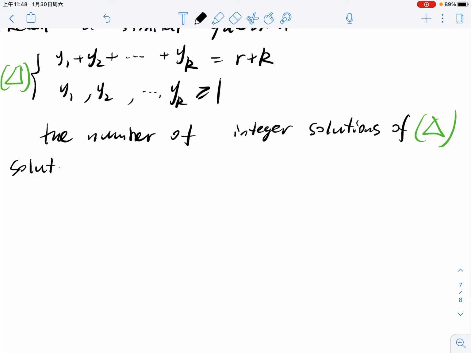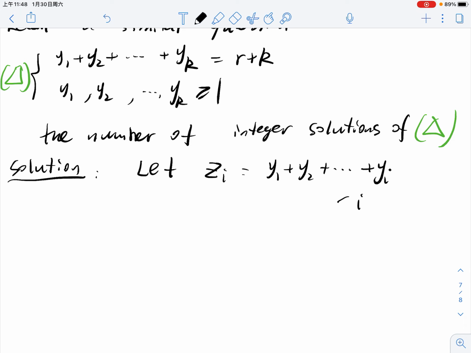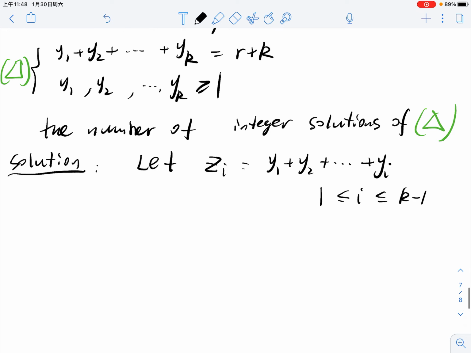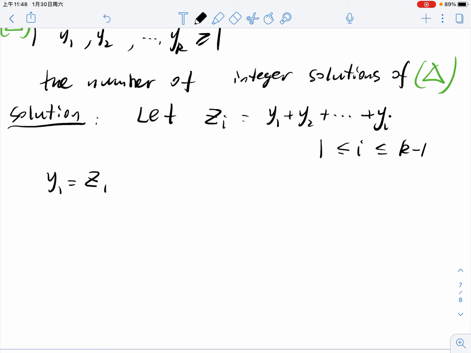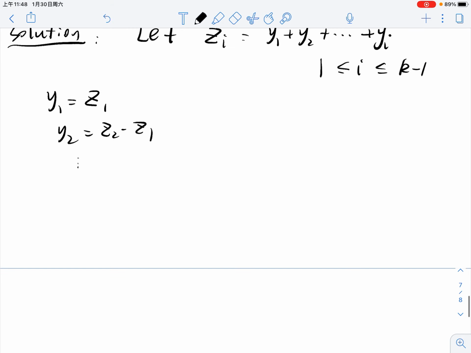Okay, and now let zi be y1 plus y2 plus all the way to yi for i from 1 to k minus 1. Then you have y1 is z1, y2 is z2 minus z1, y(k-1) is z(k-1) minus z(k-2). yk is r plus k minus z(k-1).